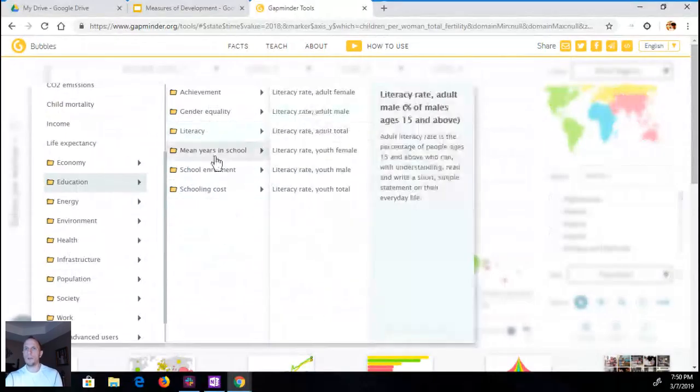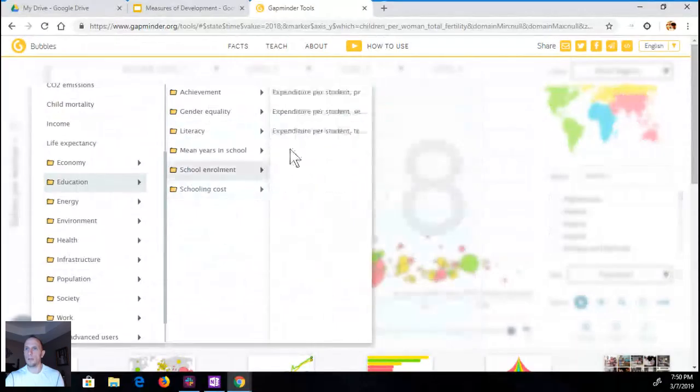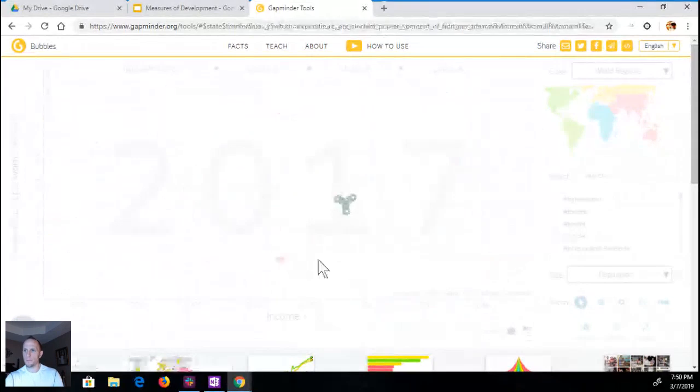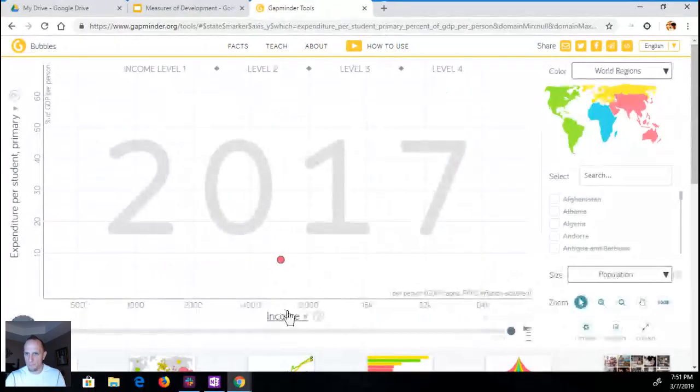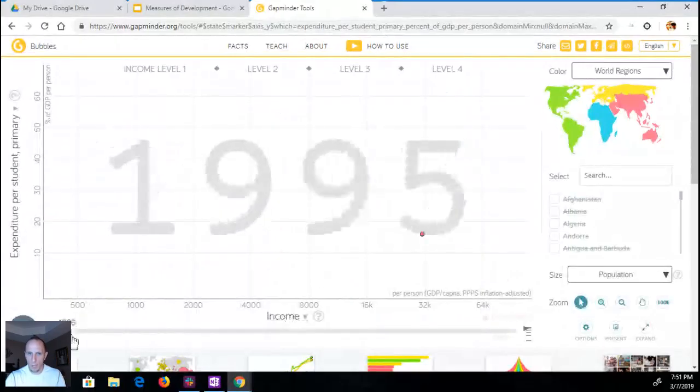By the way, well, no, you know what? We're all going to do it. We're going to look at expenditure per student in primary school. This is going to be elementary school. Okay. Let's see what happens. Now, I think what we're looking at is expenditure per student in primary. Well, let's take a look. Let's hit play. Well, that didn't do as well as I wanted it to.